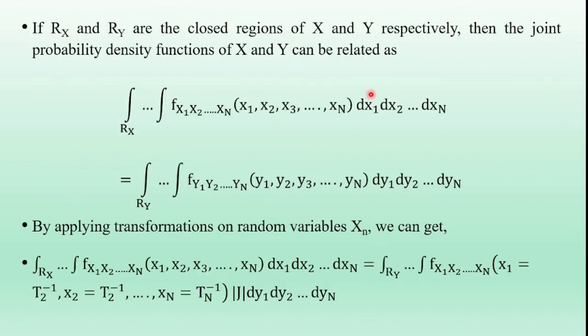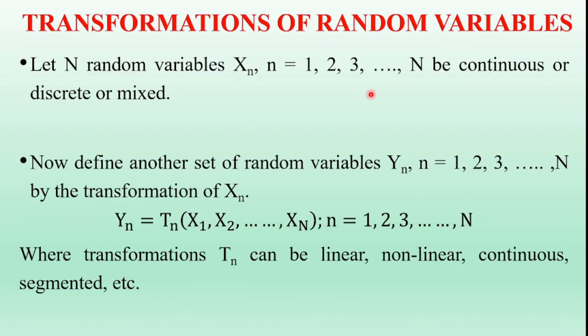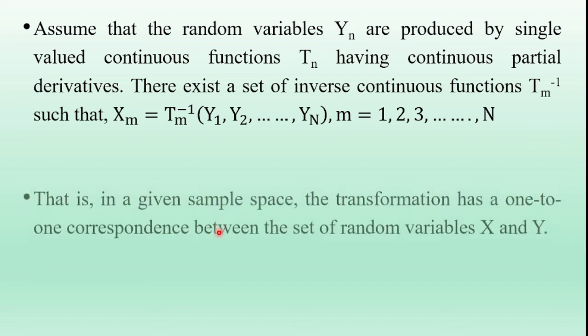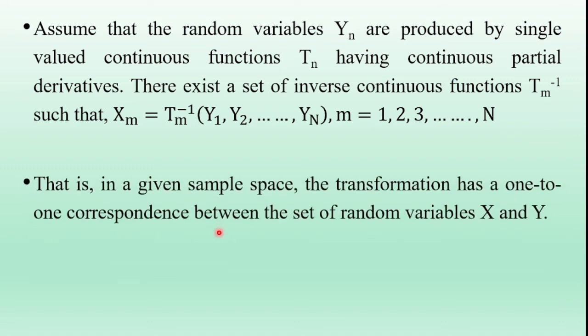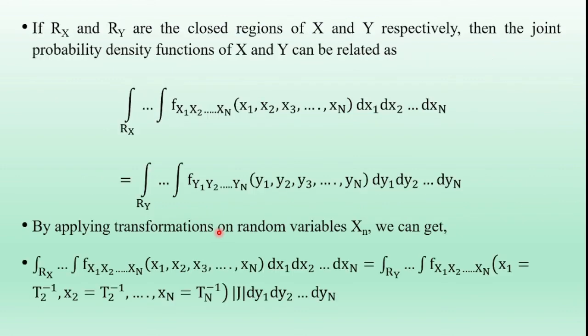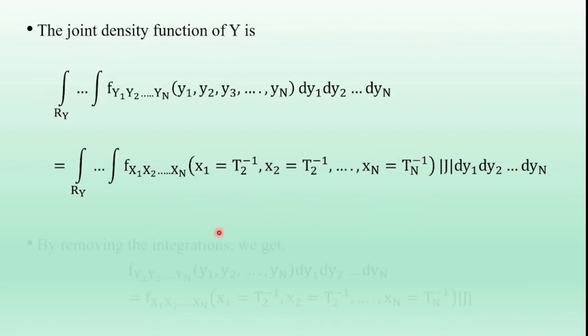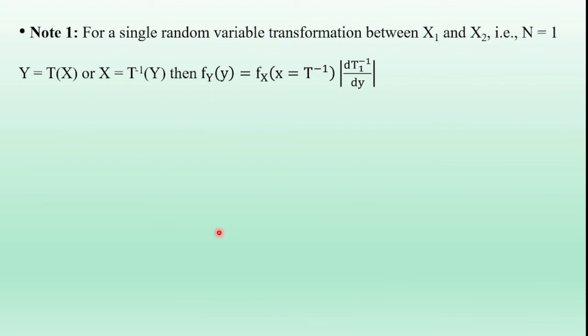Now here we can explain the transformation of n random variables. This is the mapping condition, and this is the inverse, X_m equal to T_m power minus 1 of y. Y is equal to the transformation of x, x is equal to T inverse of y, for n random variables, with the Jacobian matrix for n random variables. Okay, that is the single random variable condition.